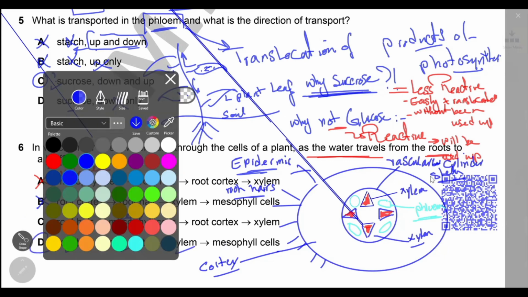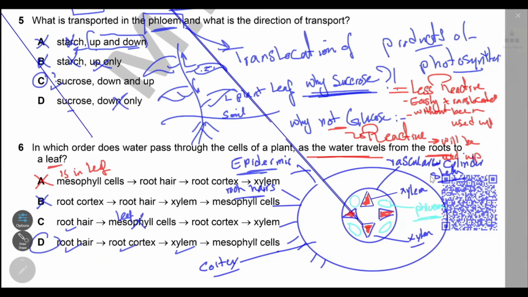So if I follow this, root hairs in the beginning, then to the cortex, then to the xylem, third. And then the xylem of the root is connected to the xylem of the stem, which is connected to the xylem of the leaf, and then they will give it to the mesophyll layer. So it does make sense.